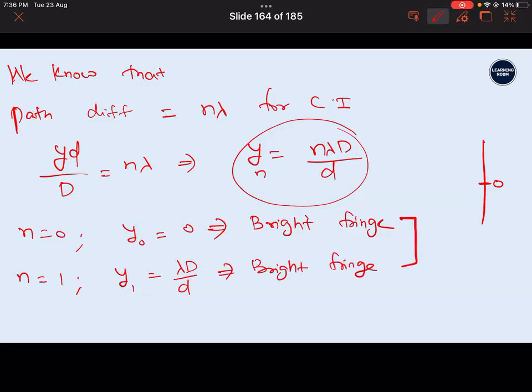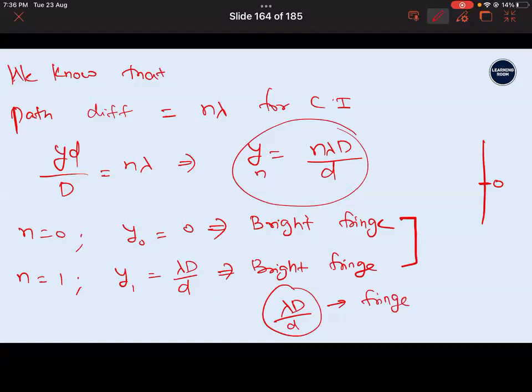So if you observe, what is going to be the difference between these two fringes? The difference between these two fringes will be lambda into D divided by small d. And this distance is called fringe width.